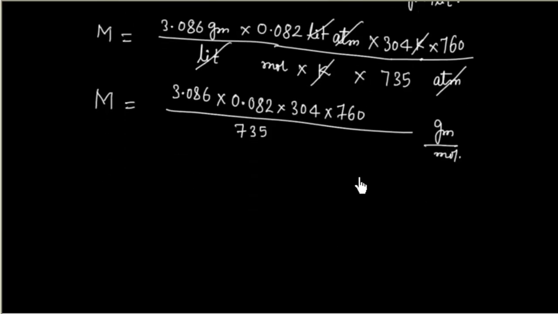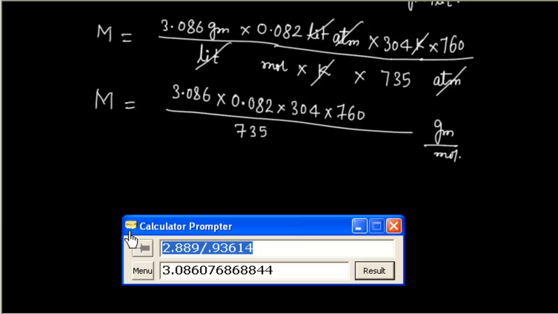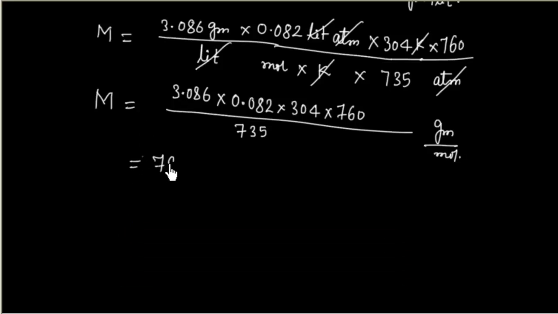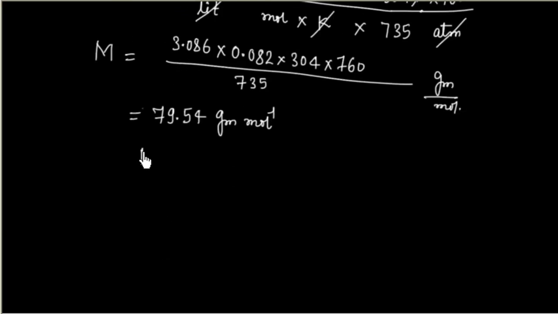So let us use the calculator. 3.086 multiplied by 0.082 multiplied by 304 multiplied by 760, divided by 735. So this is 79.54, and the unit will be gram per mole. So the gas will have a molecular mass of 79.54 gram per mole.